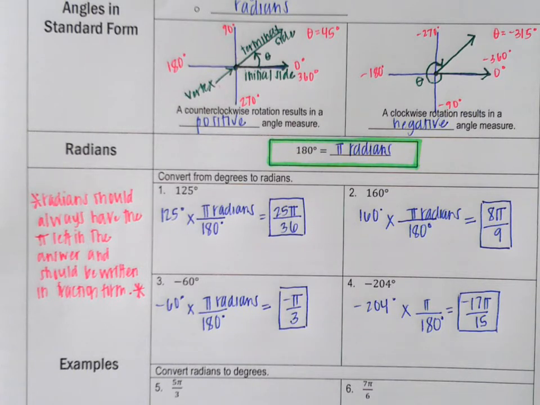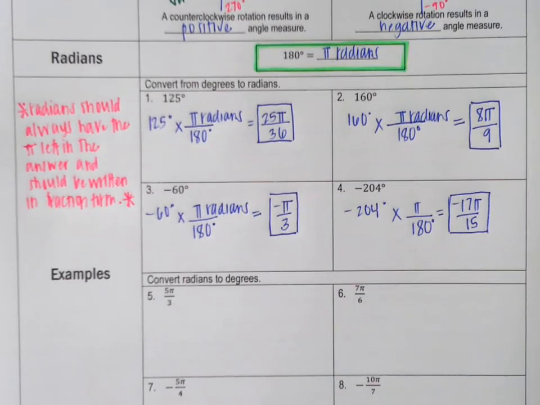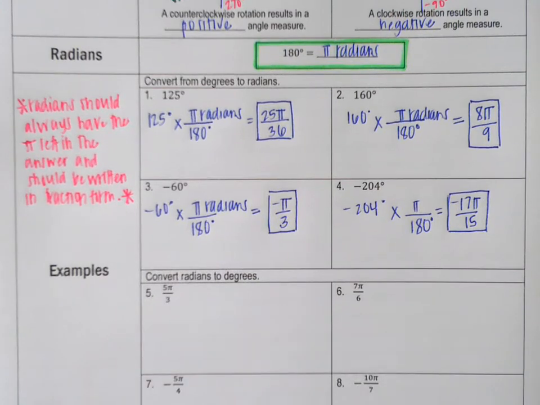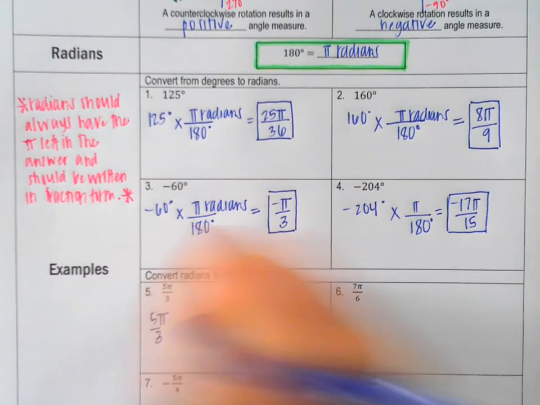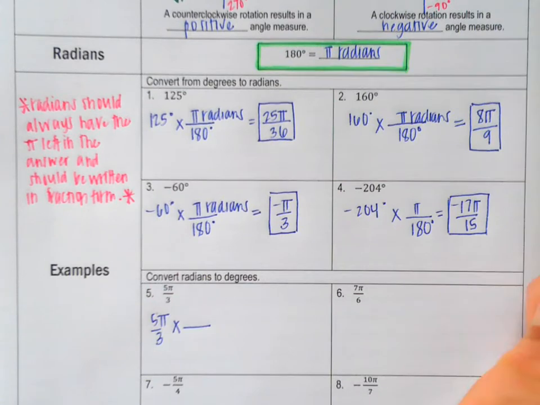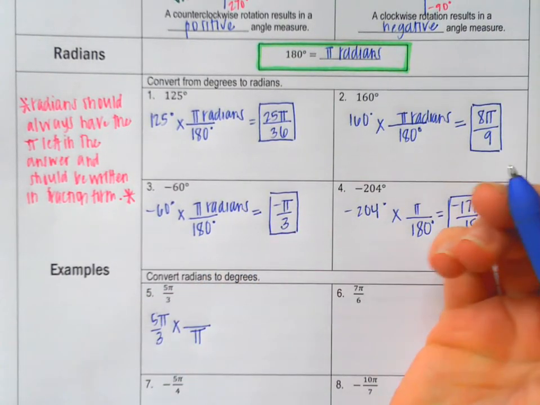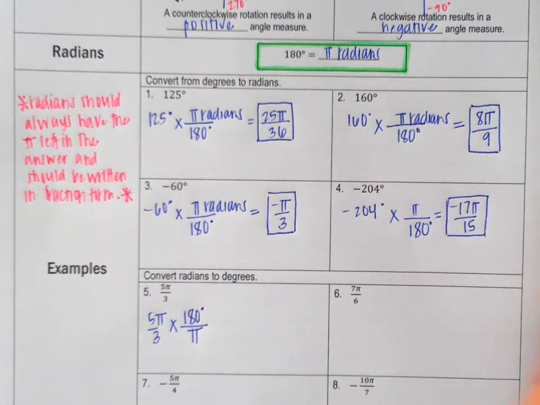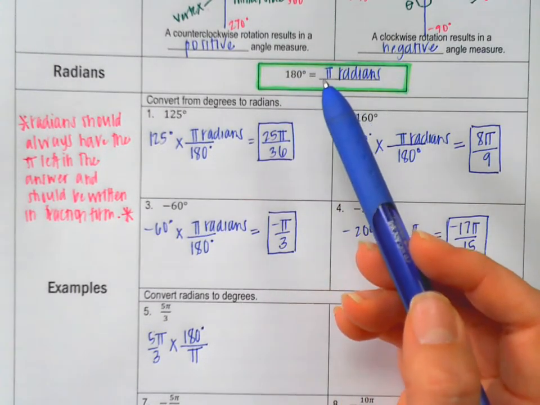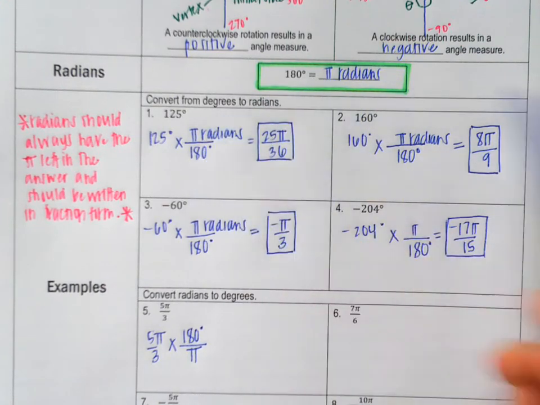But the next set of examples is just doing the opposite, converting from radians to degrees. So 5 pi over 3 is in radians, and now we just need to convert it to degrees. We're trying to get rid of radians, so pi goes in the denominator, and we're converting to degrees, so 180 goes on top. We're always using this as our conversion tool. Pi over 180 is used every single time. It just flips depending on what you're trying to convert to.